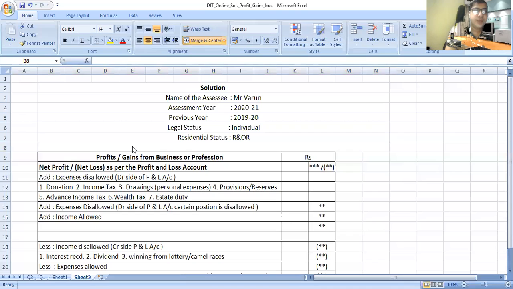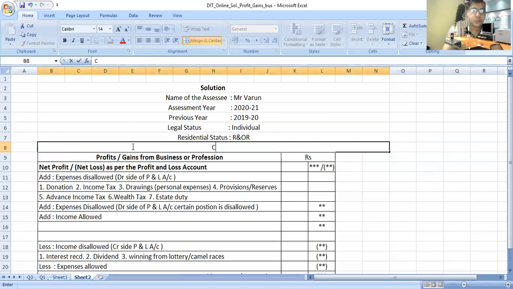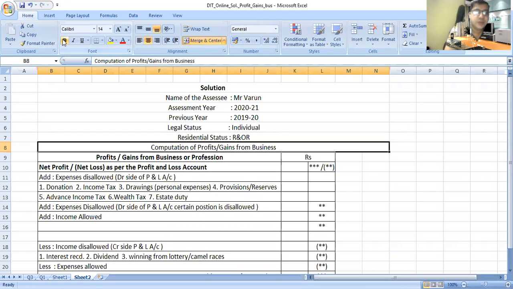Now friends, we have to write here computation of profits or gains from business. Only business we have to write. It is that which we have to find out here.